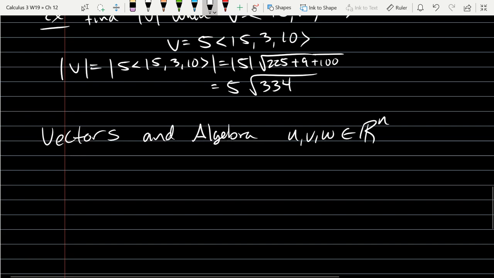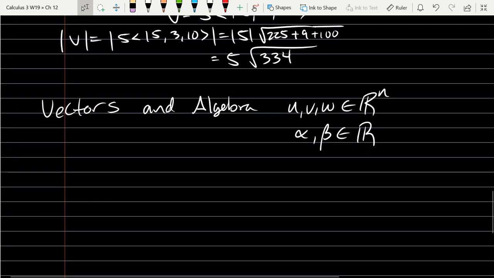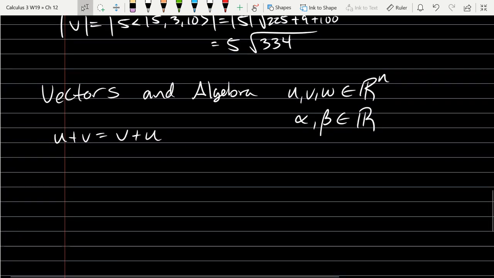We're going to have scalars, and we're going to use Greek letters for our scalars, alpha and beta, and they will come from R. So our first property, u plus v equals v plus u. What property do we call this? So it's almost associativity, commutativity. So you can add vectors either order, commute them.